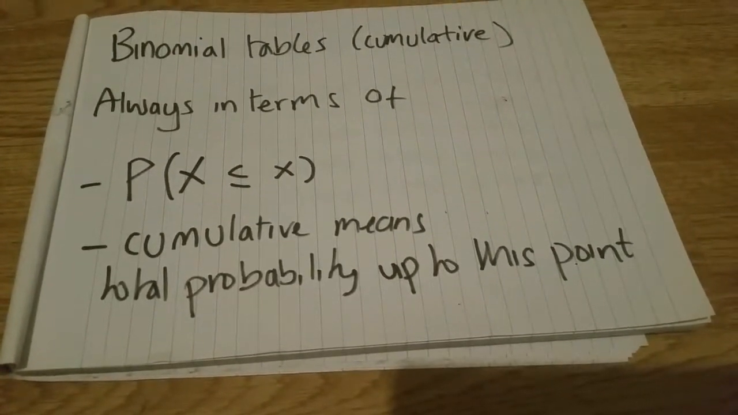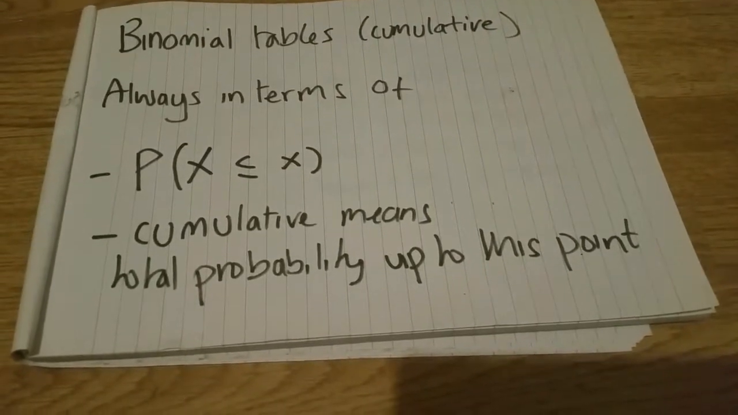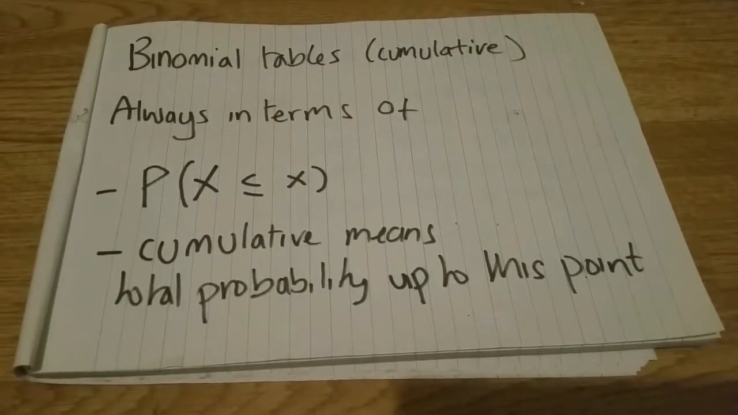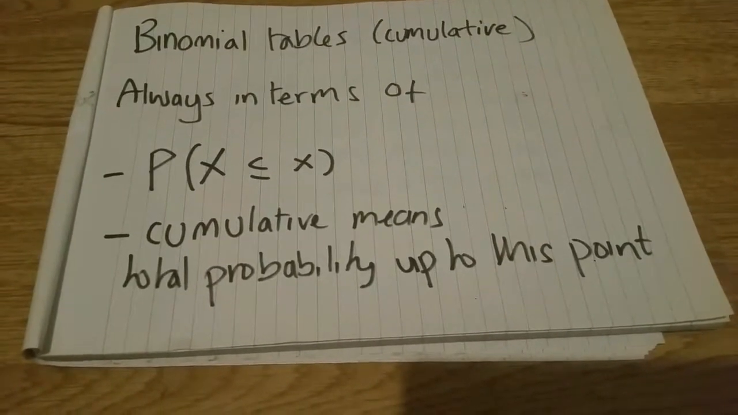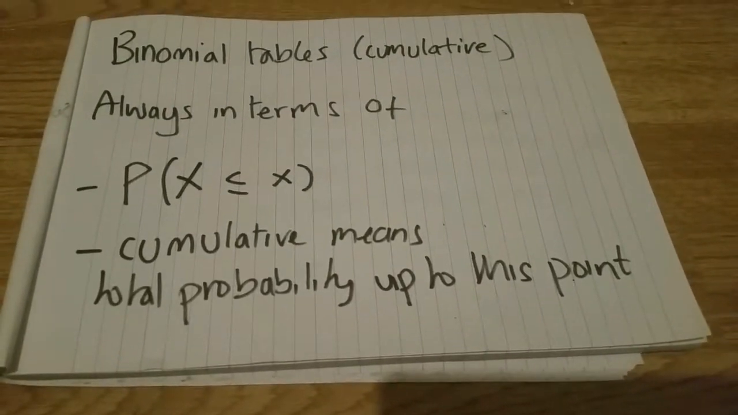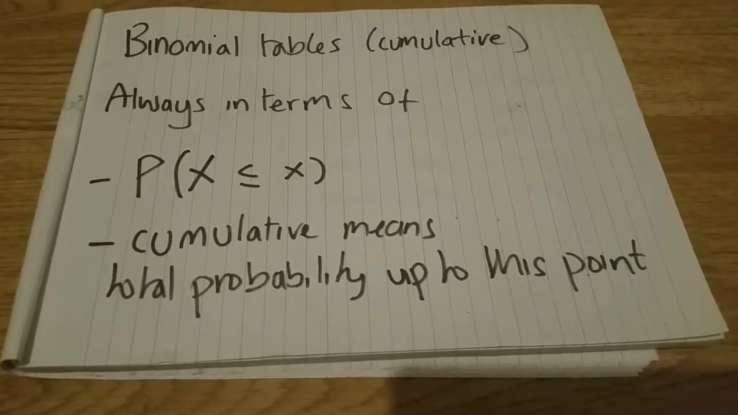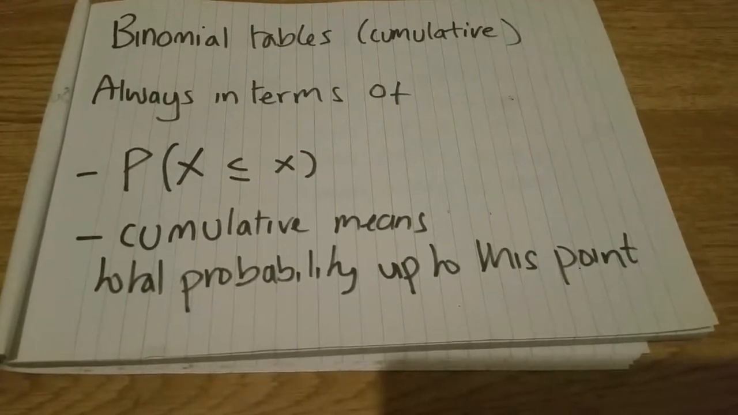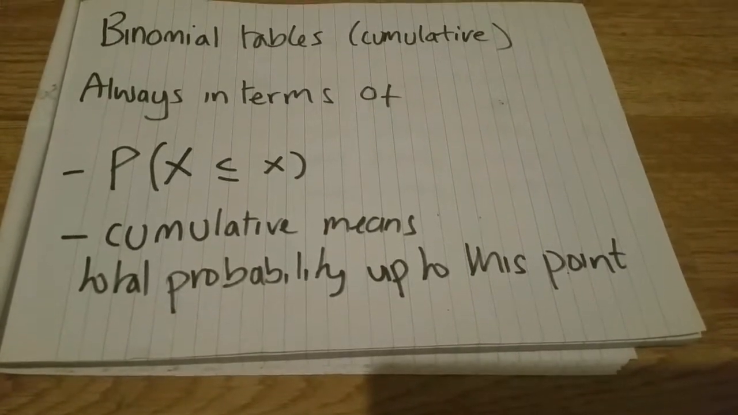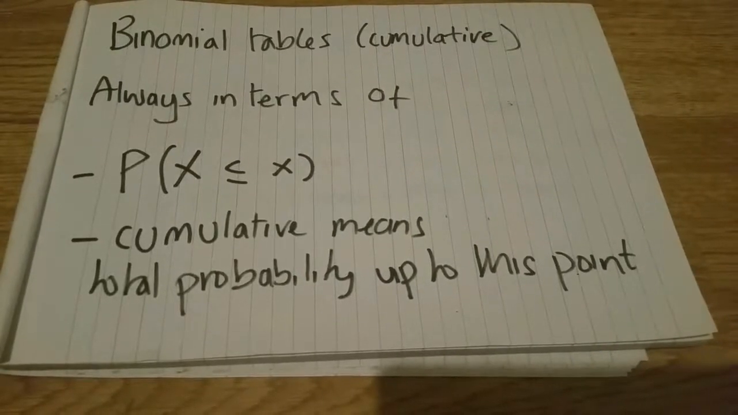What is this binomial table calculator business anyways? Well, it gives us a cumulative probability. So if you've got P, big X, smaller than or equal to little x, it's the probability of being that number or less. So you can replace little x with a 4, and it's the probability of getting 4, 3, 2, 1, or 0 as your outcomes. And cumulative, as you know, means the total probability up to this point.